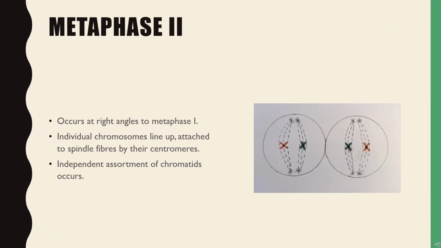The next stage is metaphase 2. This occurs perpendicular to metaphase 1. Individual chromosomes line up along the equator of the cell, once again attached to the spindle fibers by their centromeres. Independent assortment of chromatids occurs.